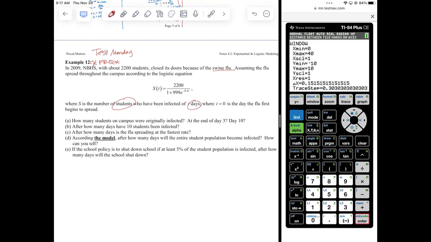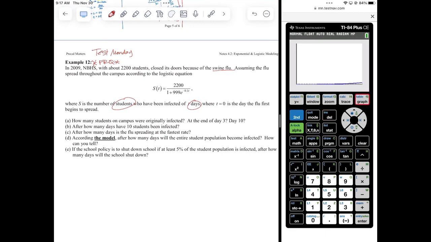So not quite 6 weeks, right? X scale, we'll leave it as 1. We're measuring students on the y-axis, so we'll put 0 there. And now I'll put something that is bigger than 2,200, like 2,500. We know, not 25,000, 2,500. And then I hit graph, and I should see an S curve.